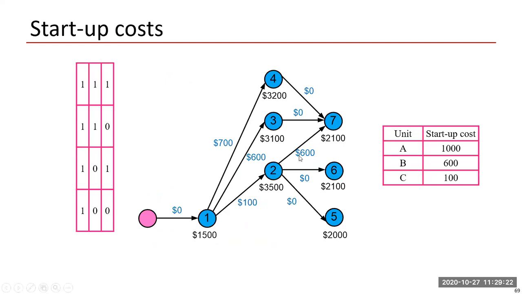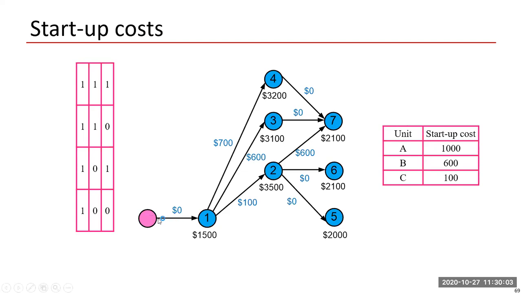Now here, we incorporate the startup costs also. So here in the right table, you can see we have reproduced it for our convenience. So startup cost for unit A is $1,000, unit B is $600, unit C is $100. Means if you want to turn on unit A from off status, then you have to spend $1,000. If you turn on unit B from off state to on state, then it would incur $600, and similarly $100 would be required for turning on unit C from off state.